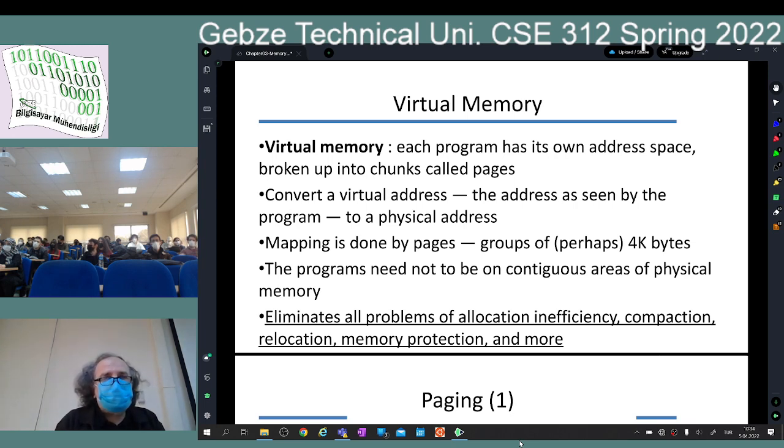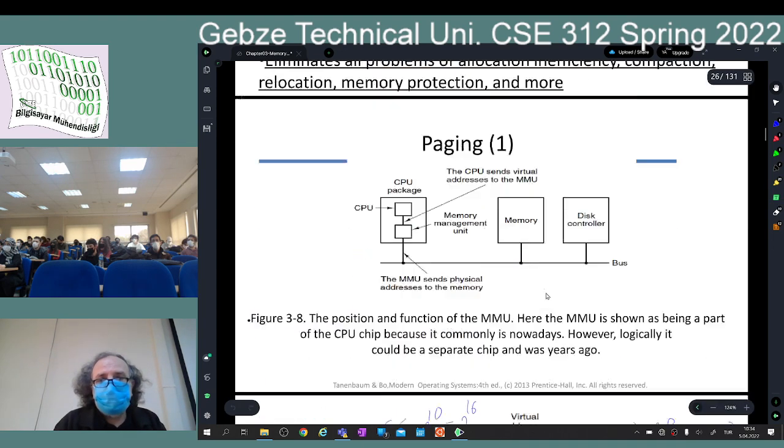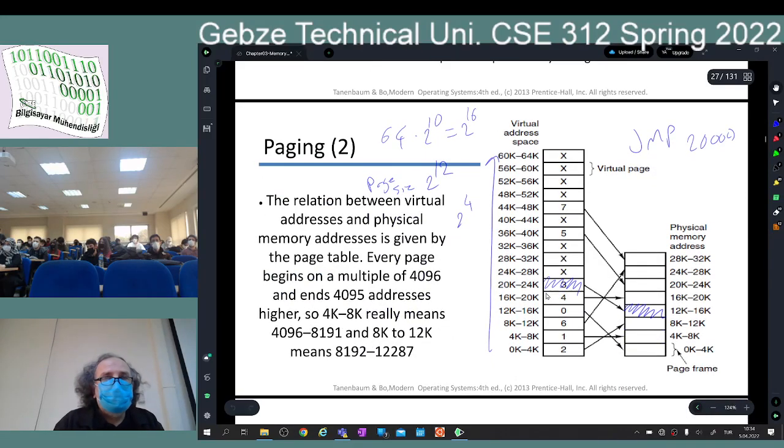And the advantage of this strategy is that we will eliminate any need for compaction, because our programs don't have to be contiguously stored in our memory, because our virtual memory will be contiguous, like I showed you last time. My program will think that it owns 64 kilobytes of memory, and in this 64 kilobytes of memory I have, I guess, 16 pages. Each page is 4 kilobytes large.